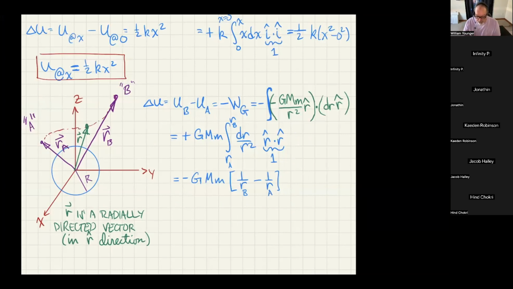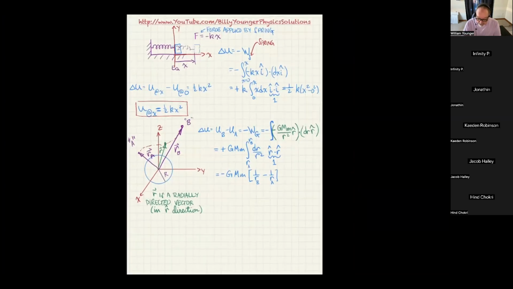Now, if you notice, I really want the B parameter to be the first one because that's supposed to be final minus initial. And I do have that. And all I have to do to make sure that's the case is write this as two separate terms. The terms will be negative G M m over RB minus negative G M m over RA, like that.